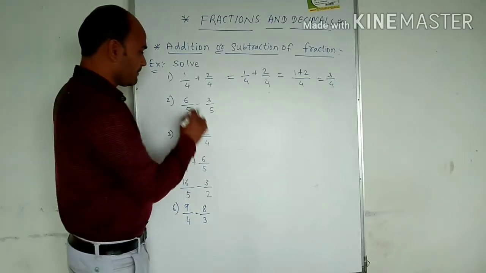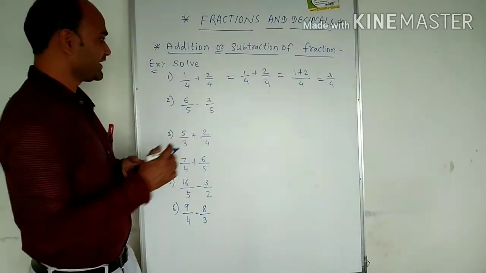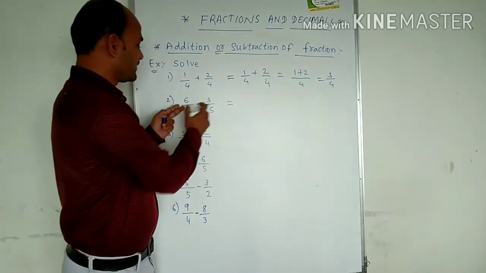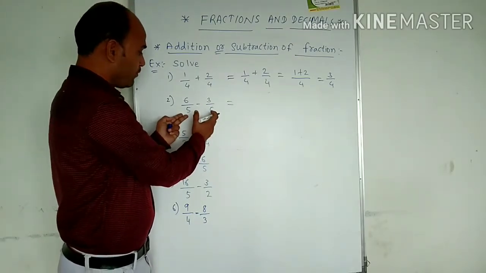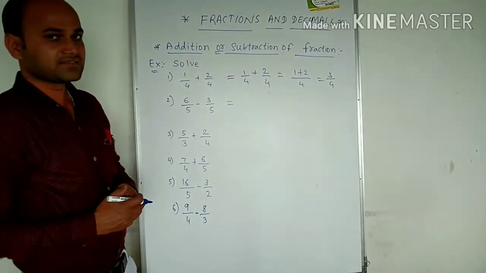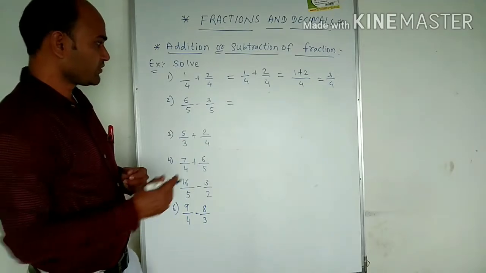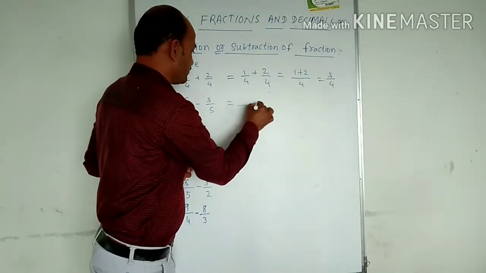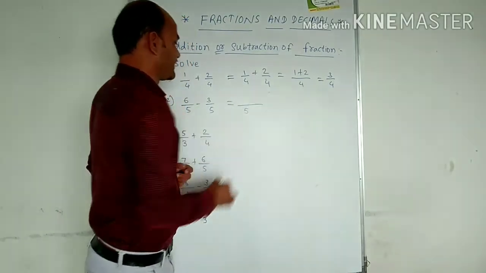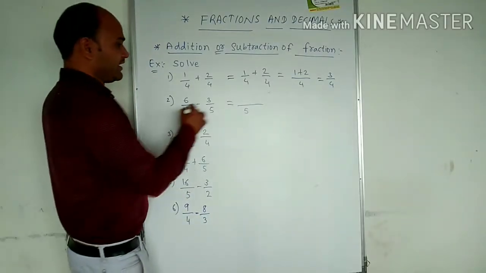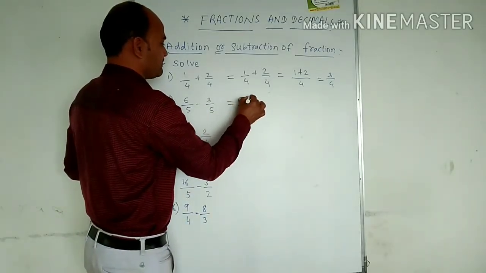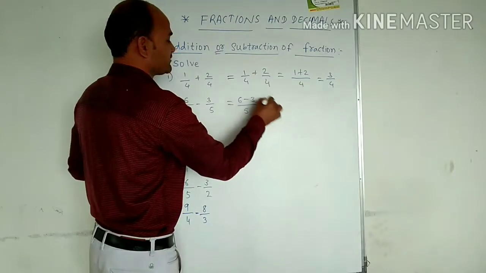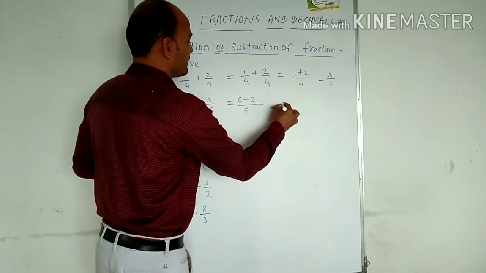6 upon 5 minus 3 upon 5. So we can do it like this. Both fractions have the same denominator, so we can take the 5 as the common denominator and write 6 minus 3 in the numerator. 6 minus 3 becomes 3 upon 5.